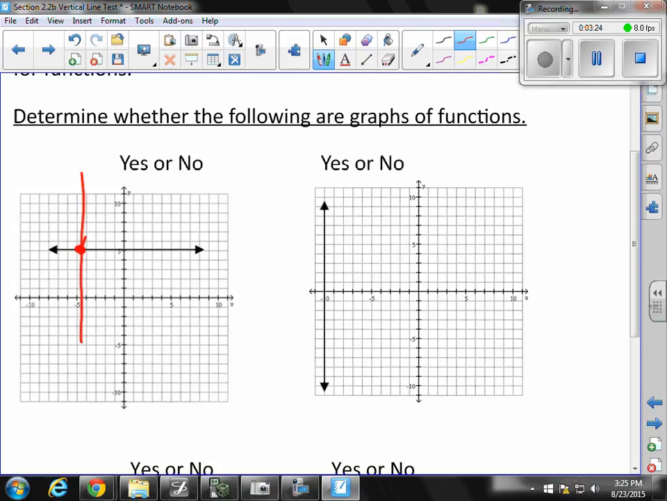Here's an example of a vertical line, and it crosses that graph one and only one time. Any vertical line that I draw is going to cross that graph just once. So this one, yes, it is a function. Example number 2. If I draw a vertical line over here, it crosses my function 0 times. But if I draw a vertical line right here, it crosses my graph infinitely many times. So no, if it does it 2 or more times, then it's not a function.